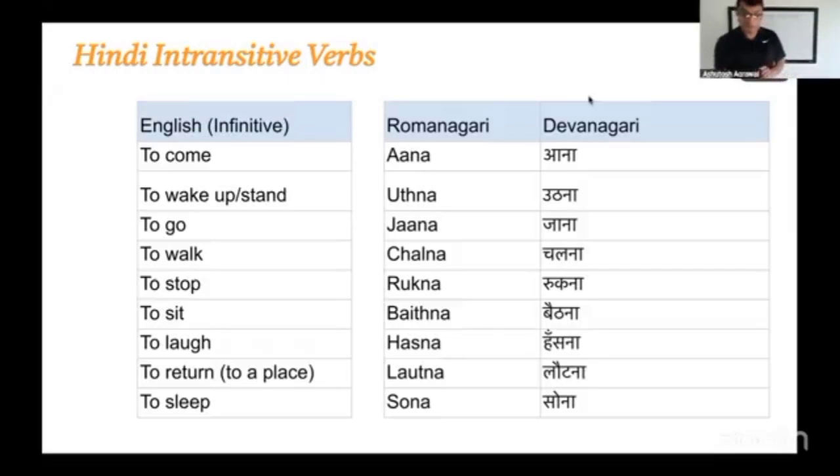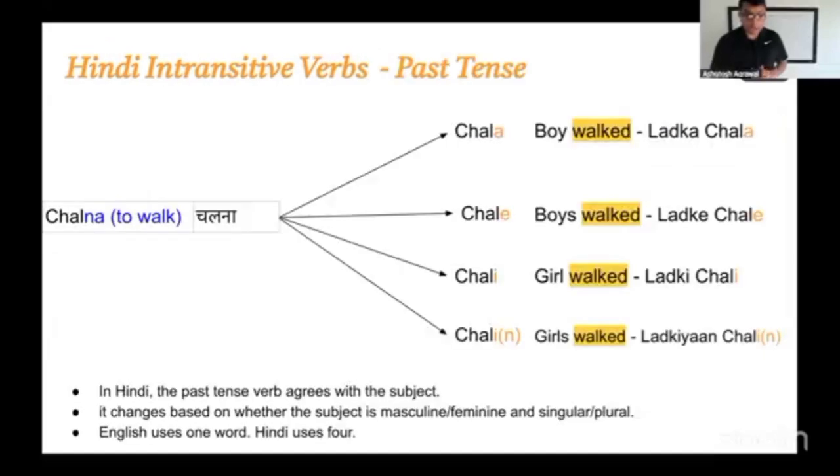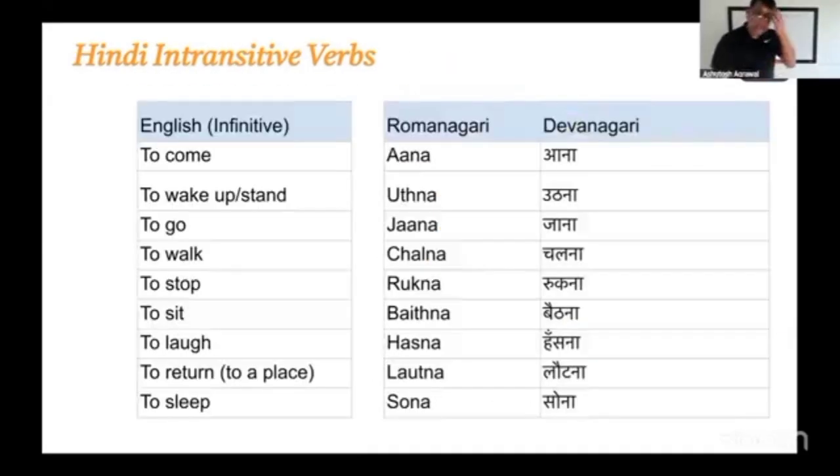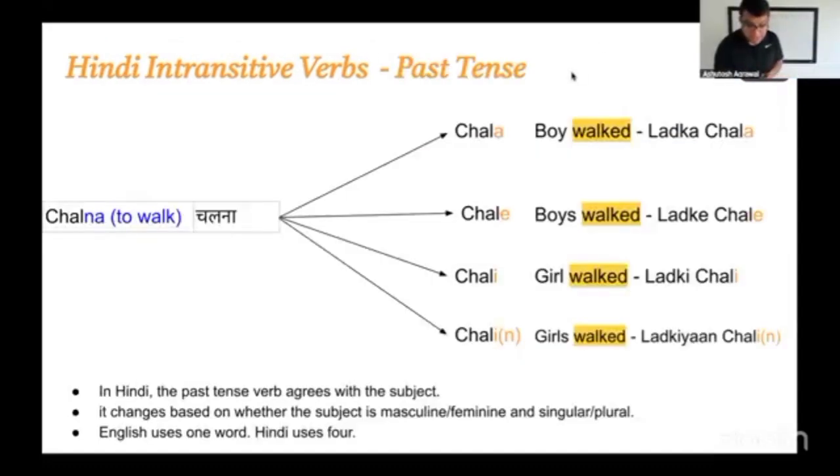Intransitive verb, on the contrary, you don't really need to signal it. But at the same time, the verb is still getting conjugated. How do you conjugate the verb, right? So now let's learn about the conjugation. So we'll take any verb and then after that we'll practice it. So imagine you have a verb called chalna.